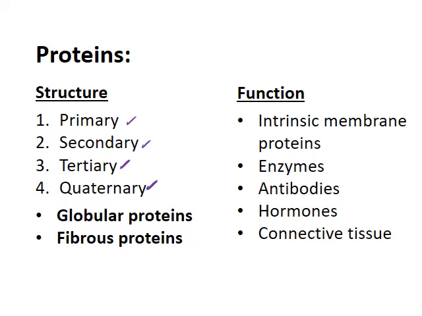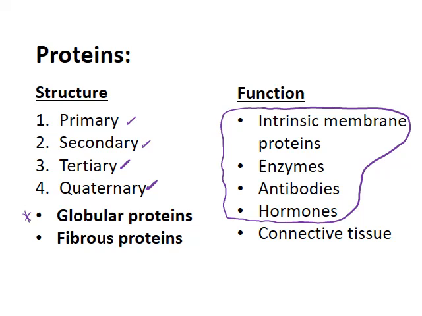Now, we can classify proteins into 2 main groups. The first is the globular proteins. These might have functions that include channel or carrier proteins that we find in phospholipid bilayers. They might be enzymes that catalyze biological reactions. They might be antibodies which bind to certain antigen molecules, maybe on the surface of a bacterial cell or a virus. And we can have globular proteins that form hormones that will bind to receptor molecules on the surface of some cells.